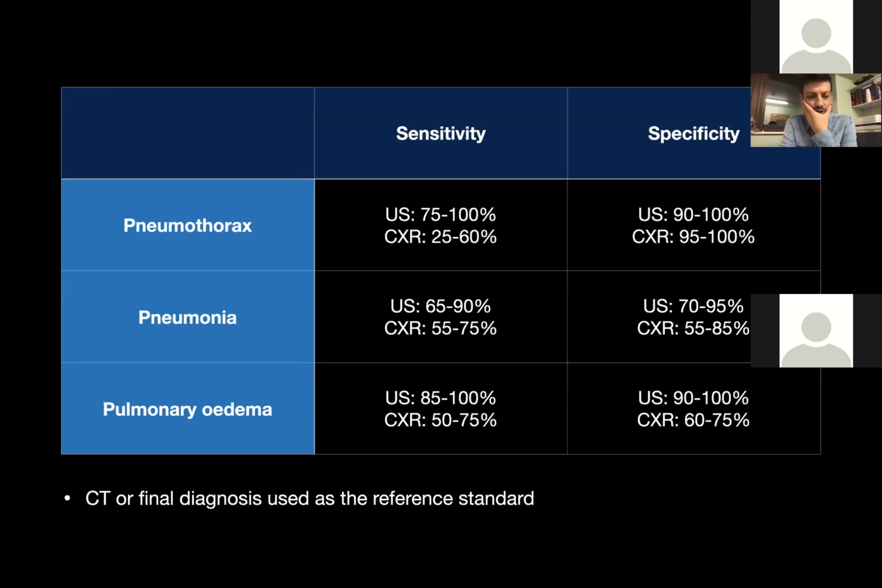When we look at some of the literature for all of the various causes of respiratory distress, what we see is ultrasound generally having a better sensitivity and specificity compared to chest X-ray for pretty much every cause of respiratory failure. And this is some of the combined data comparing either ultrasound or chest X-ray to CT or final diagnosis as the reference standard. So what we know about lung ultrasound already before COVID is that we've got a modality that has basically a better diagnostic accuracy than chest X-ray.